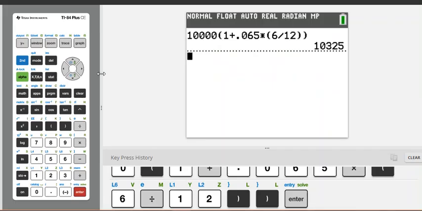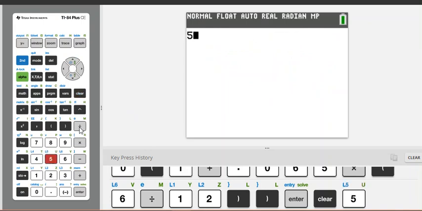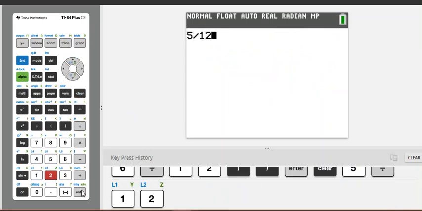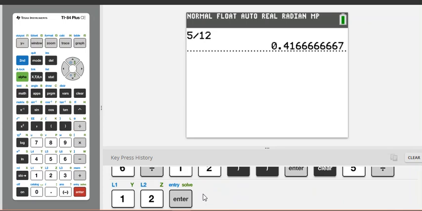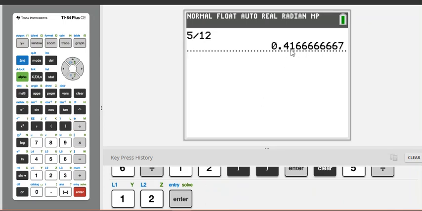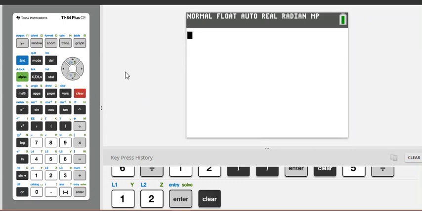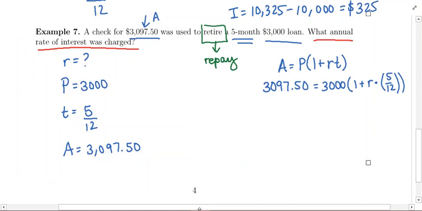If you go to your calculator, 5 over 12 is one of those decimals that keeps going. So if you did convert the 5 over 12 to a decimal, you would need to carry this entire decimal expansion. You're better off just using the 5 over 12 here. All right, so let's try to solve for this. So we've got it set up.